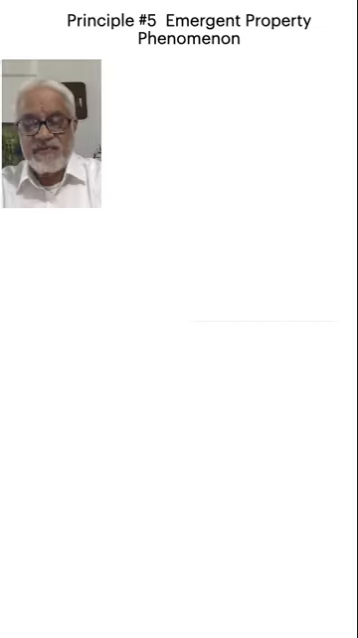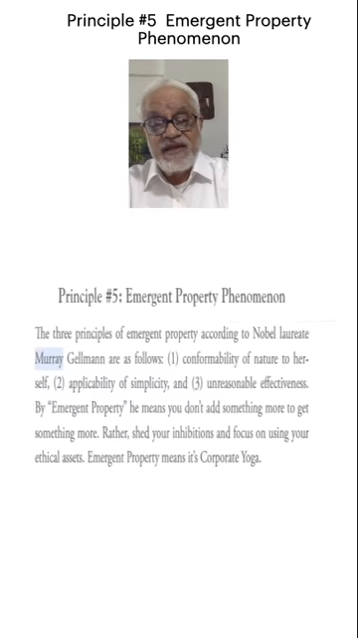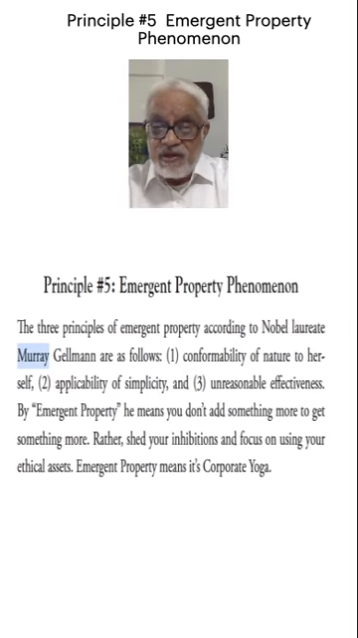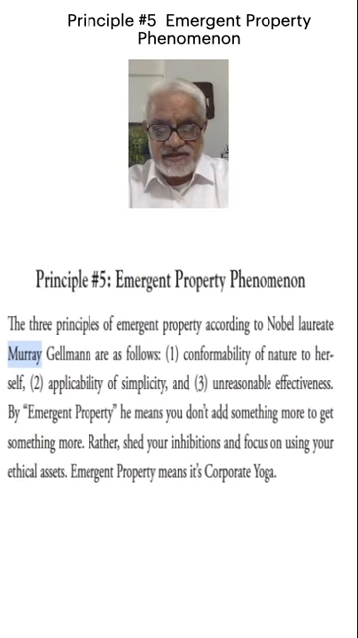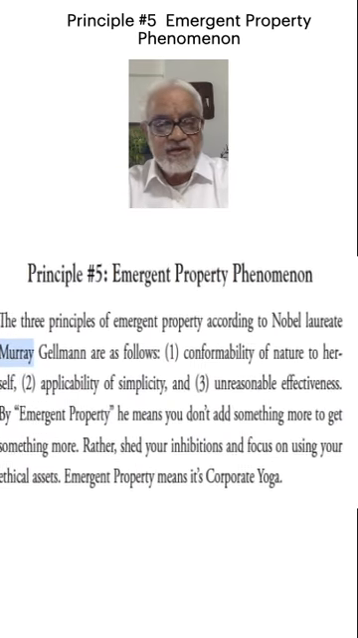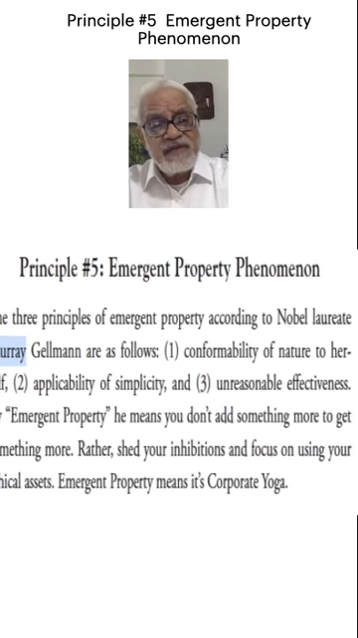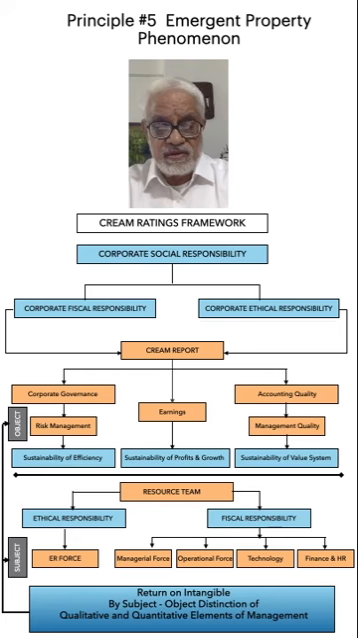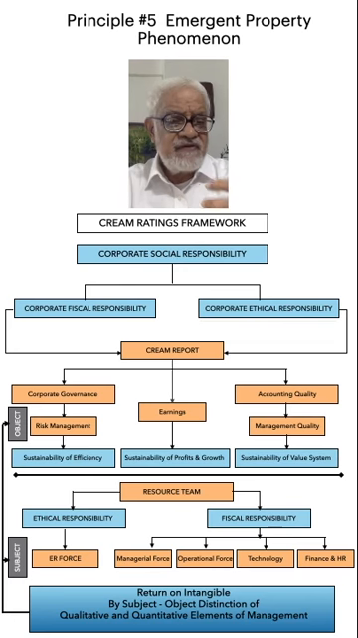Now, coming to principle number 5, the emergent property phenomenon. The Nobel laureate Murray Gell-Mann beautifully expresses that. It's a very good one which everybody has to go through, that TED talk. Emergent property, when he says, you don't have to add anything more to get something more. He explains on the three areas of simplicity and how it involves nature and the applicability of simplicity. What he says will be good for the company in terms of bringing out the best.